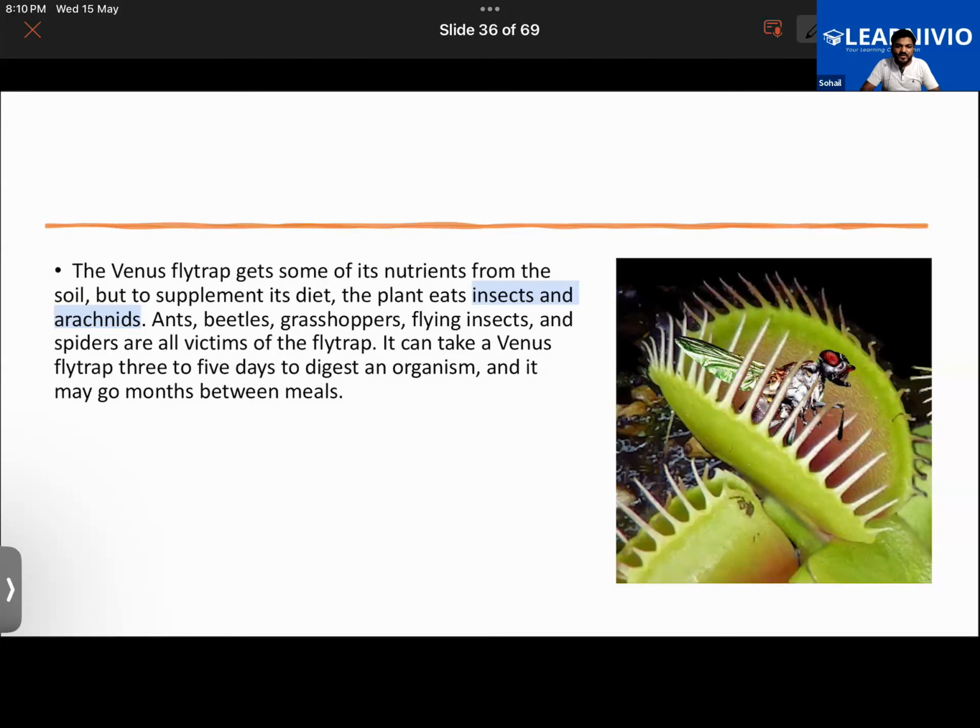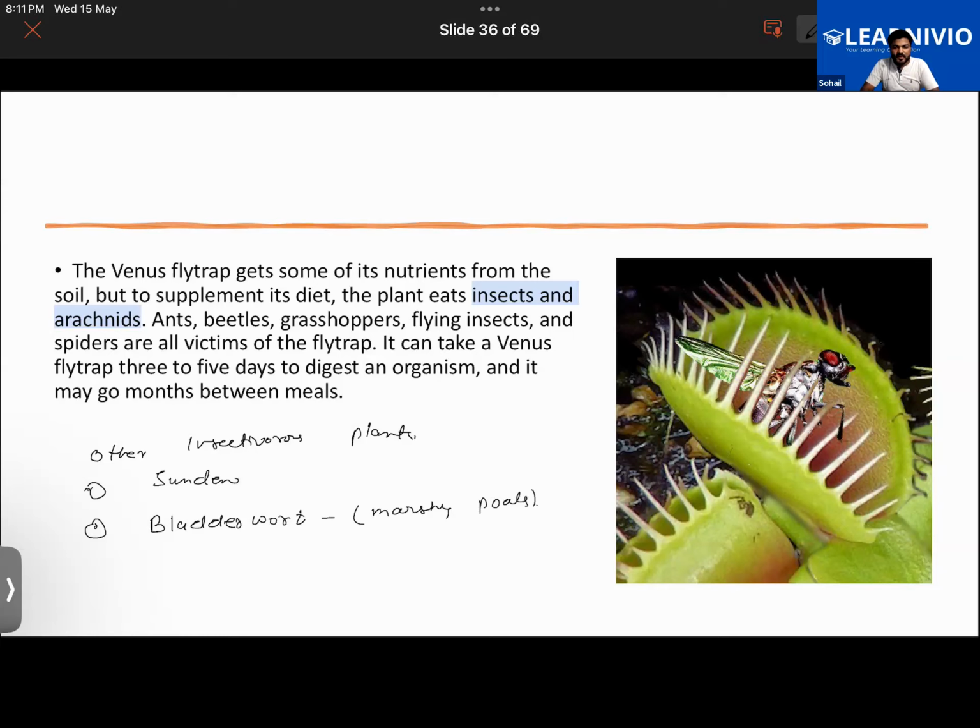Note some other examples of insectivorous plants also. You have the example of sundew. That is also one of the examples. Then you have one more example called bladderwort. If anyone has any question regarding this, please let me know. Bladderwort is usually found in marshy areas, in marshy land, in marshy pools.